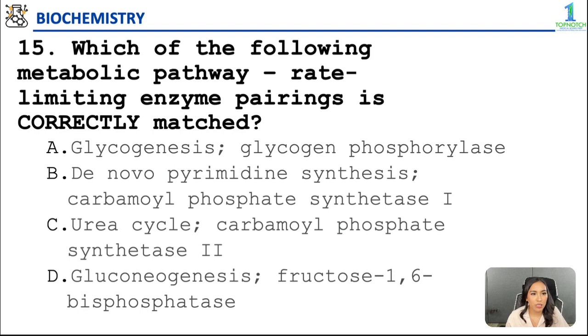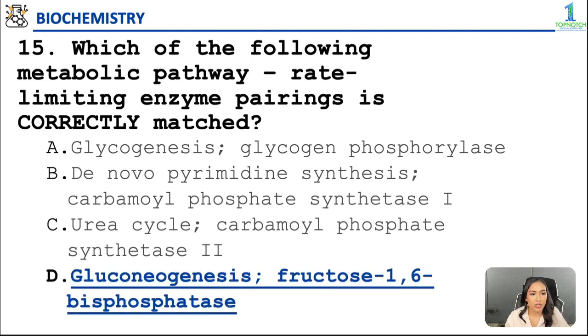Okay. Number 15, which of the following metabolic pathway rate-limiting enzyme pairings is correctly matched? Okay, let's look at the correct answer. It's D, gluconeogenesis, 2-fructose 1,6-bisphosphatase.